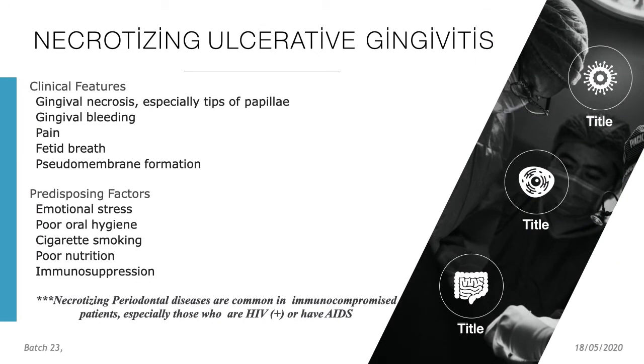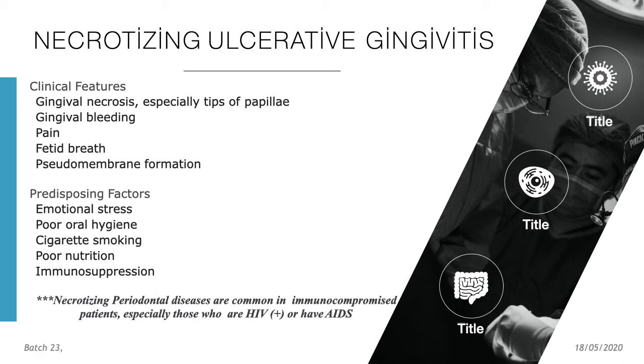So what are all the clinical features of necrotizing ulcerative gingivitis? There will be gingival necrosis, especially on the tip of interdental papilla. There will be gingival bleeding, pain, fetid breath and pseudomembrane formation. Mostly the predisposing factors will be emotional stress, poor oral hygiene, smoking, poor nutrition or immunosuppression.